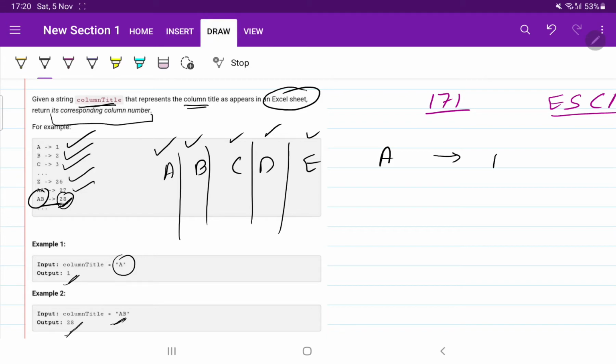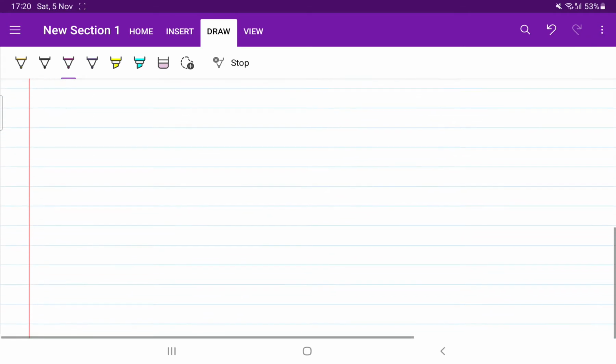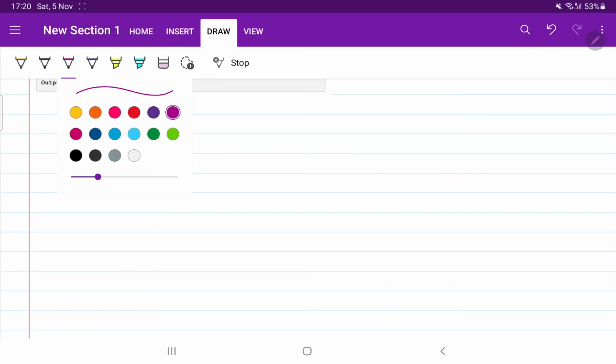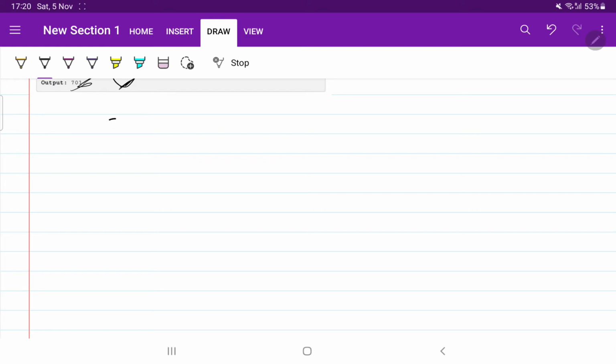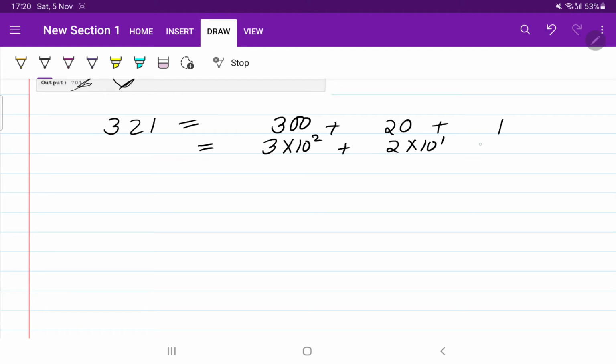To solve this problem we are going to use a concept. First I will tell you the concept. Suppose 321 is given to us, how are you going to write 321? We can write it like this: 300 plus 20 plus 1. This is the expanded form that we were using in class 5th or 6th. We can also write it like this: 3 into 10 to the power 2, 2 into 10 to the power 1, 1 into 10 to the power 0.